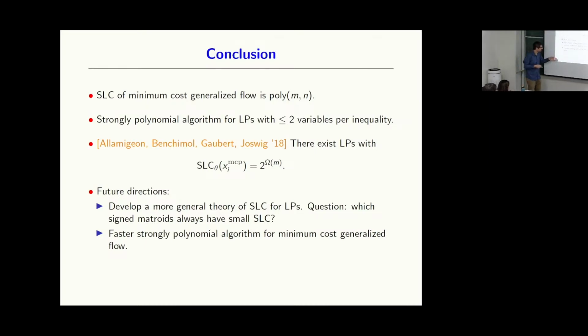And then if you're actually interested in real algorithms, our interior point method is ludicrously slow, times this giant polynomial factor that relates to the sum of straight line complexities. So it would be nice to actually find a faster and possibly simpler algorithm. Okay, so that's it.